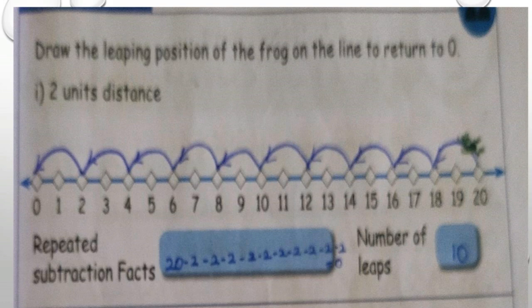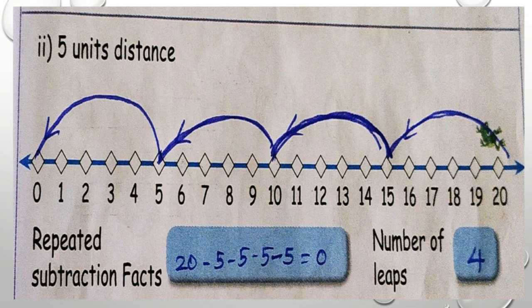14 minus 2 is equal to 12. 12 minus 2 is equal to 10. 10 minus 2 is equal to 8. 8 minus 2 is equal to 6. And 6 minus 2 is equal to 4. 4 minus 2 is equal to 2. 2 minus 2 is equal to 0. So repeated subtraction facts, what is it? 20 minus 10 times of 2 is equal to 0. Number of leaps. How many leaps is it? Frog jumps 10 leaps.